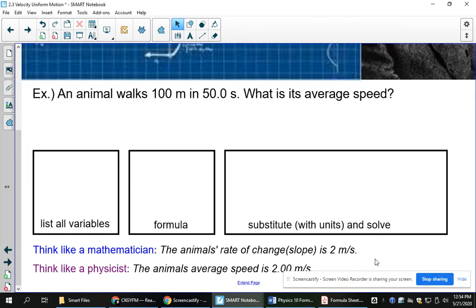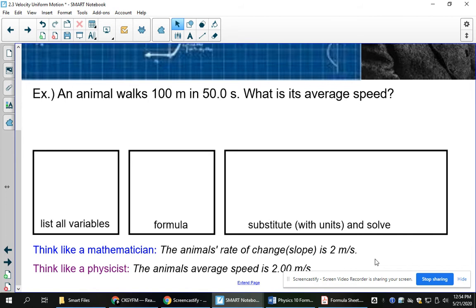Now, the first thing with physics is showing your work is absolutely critical. When you take physics, we show our work a little bit different than in math. We want to list everything that the question gives us. We want to pick a formula, and then we sub our numbers in, and we actually sub numbers and units in physics. And then we can solve for whatever we're looking for. So in this question, we have an animal that walks 100 meters in 50 seconds. What is its average speed?